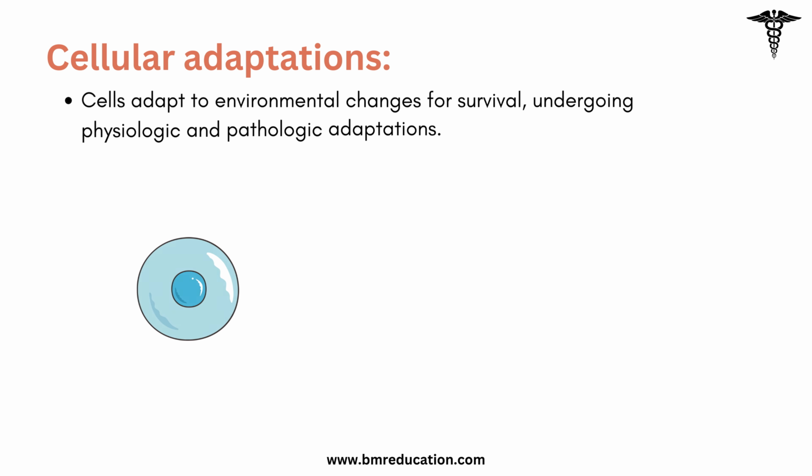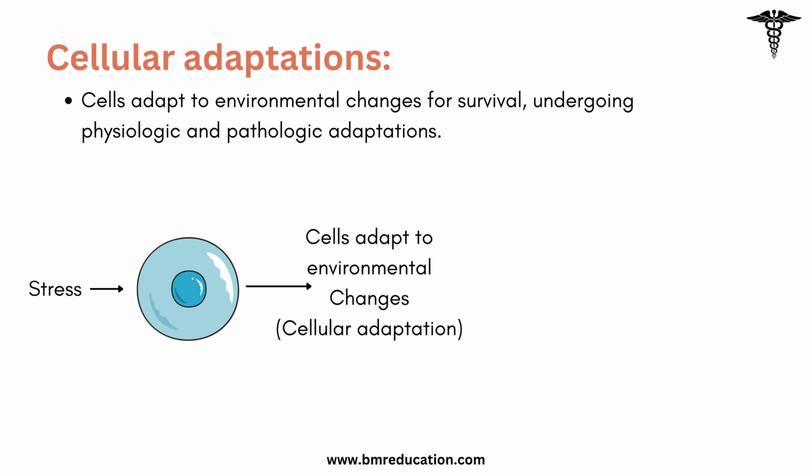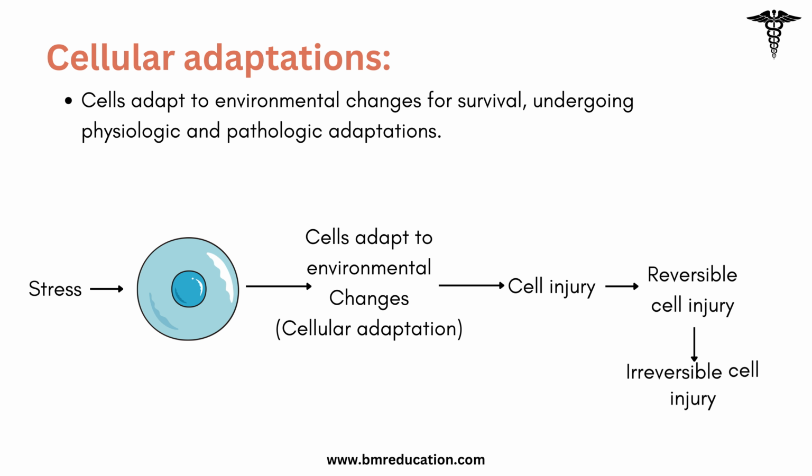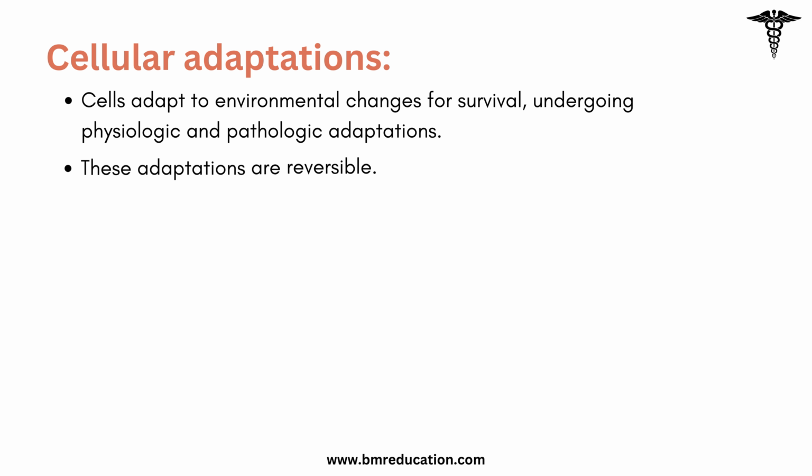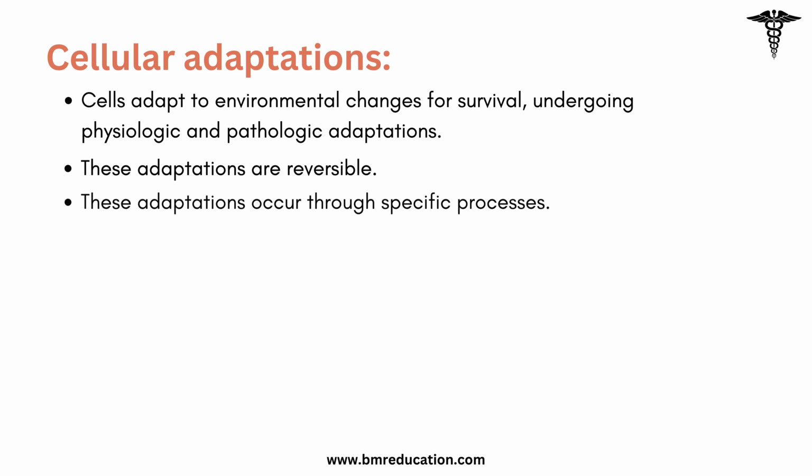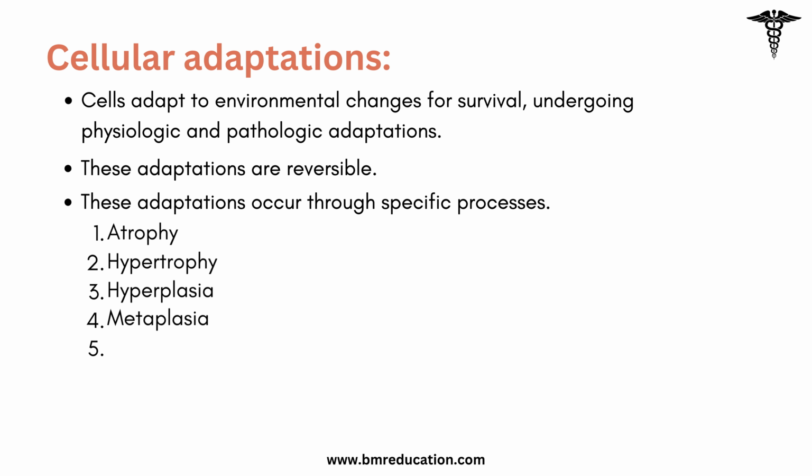Whenever there is change in environmental conditions, there is stress on the cells. For the sake of survival on exposure to stress, the cells make adjustments like physiologic and pathologic adaptation. If the stress continues, the cells get injured, which can be reversible until the point from which the injury is irreversible. These adaptations are reversible upon removal of stress. These adaptations occur through specific processes.